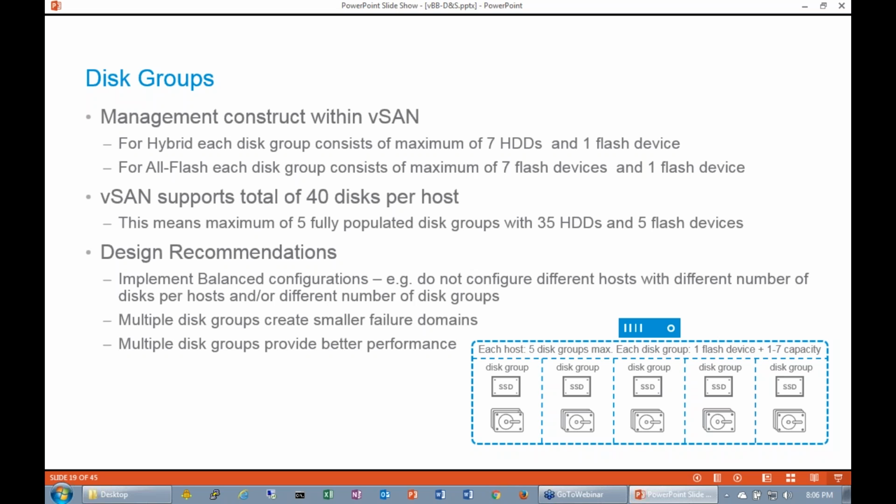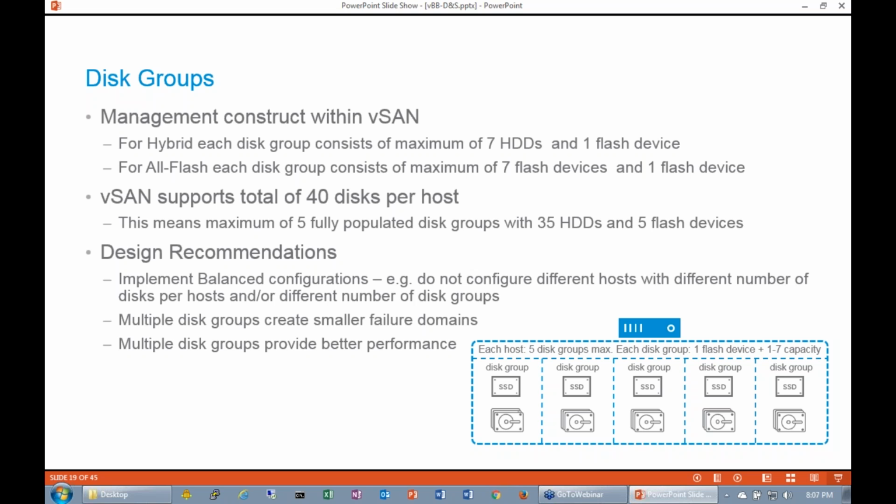I talked about disk groups very, very briefly. Disk groups, we can have up to 5 per host, up to 7 capacity devices per disk group. That means that we're going to have up to 5 flash devices and up to 35 capacity devices, either traditional spinning or solid state. And it really all depends on what the chassis will support. So if you have a chassis that supports 40, you can populate every one of them, provided you've got enough controllers and bandwidth on the controllers, that type of thing. You may not need that though.